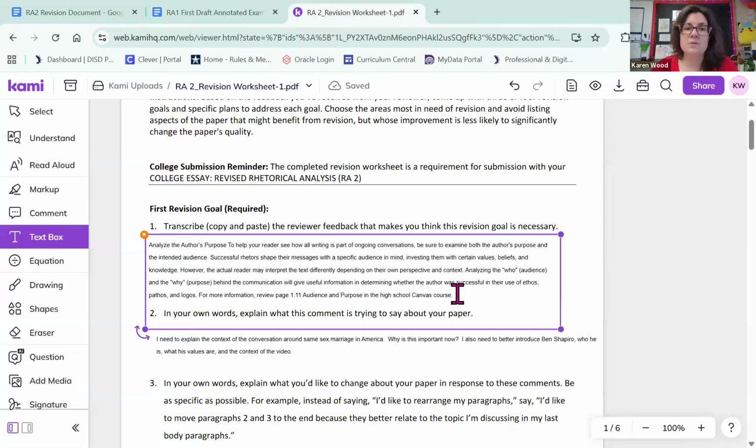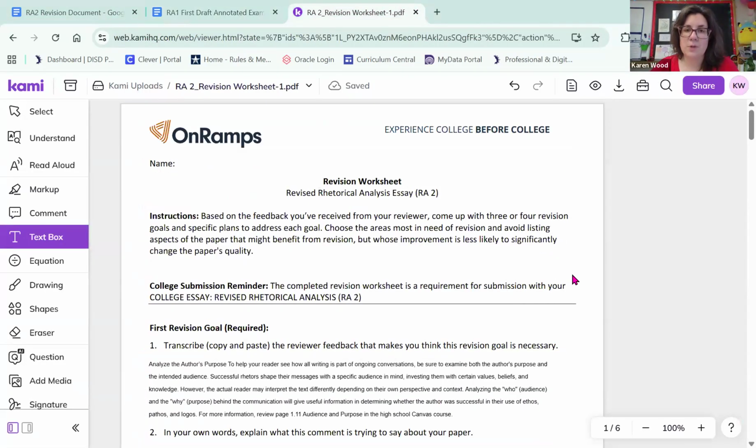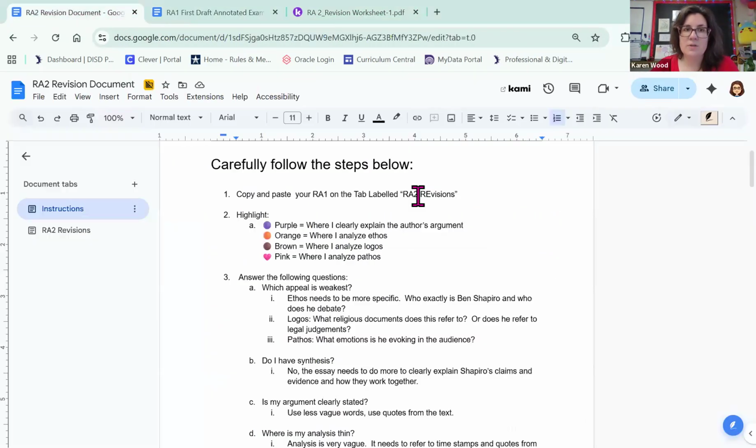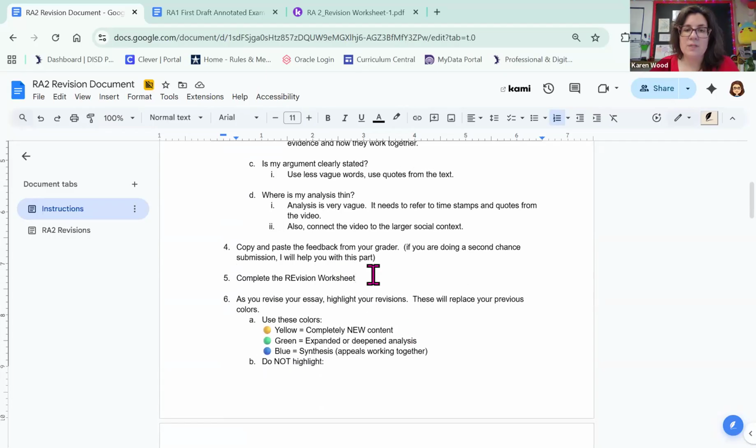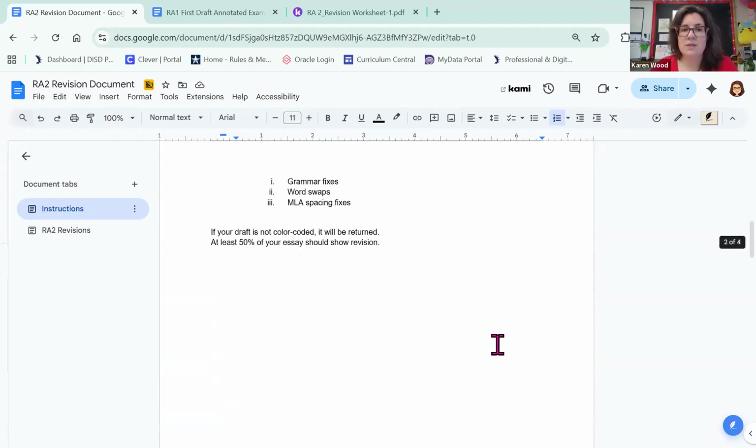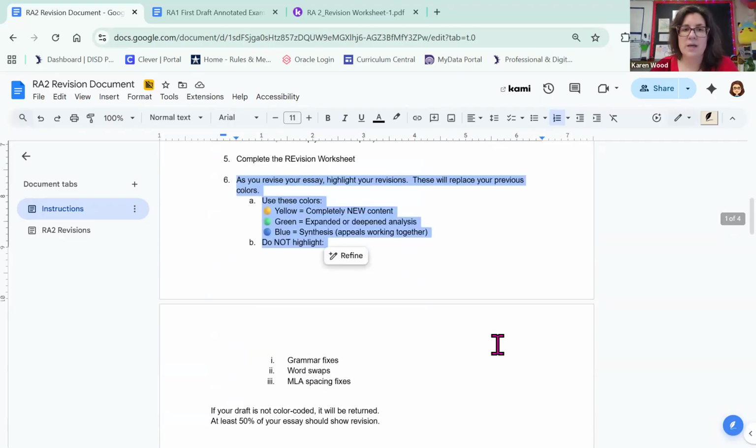Then you're going to do your revision goals worksheet. This is going to be your goal for before the end of class, okay? If you get done with this, which if you're focused, you should be able to, then you're going to start revising based on those revision goals. Then you're going to have homework. I just read the word highlight.